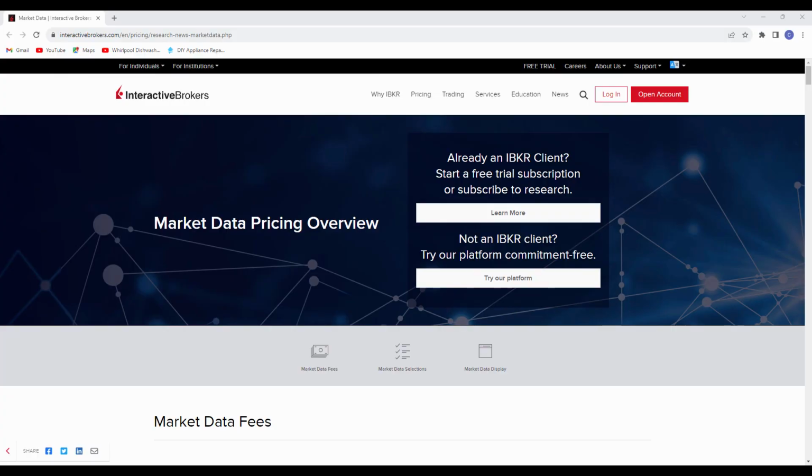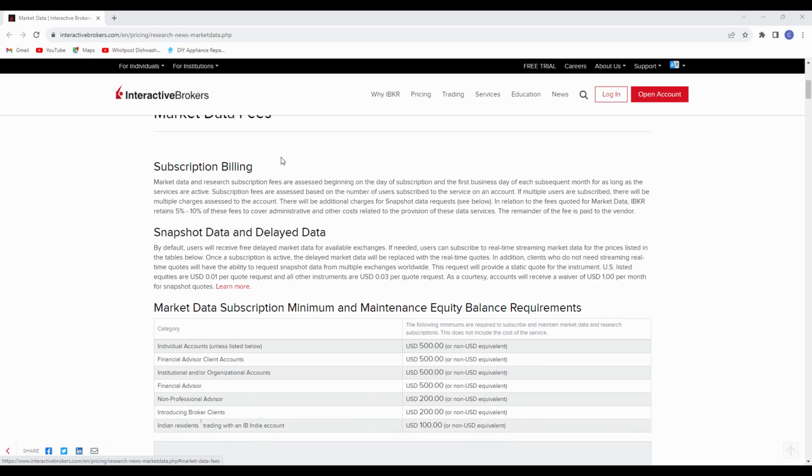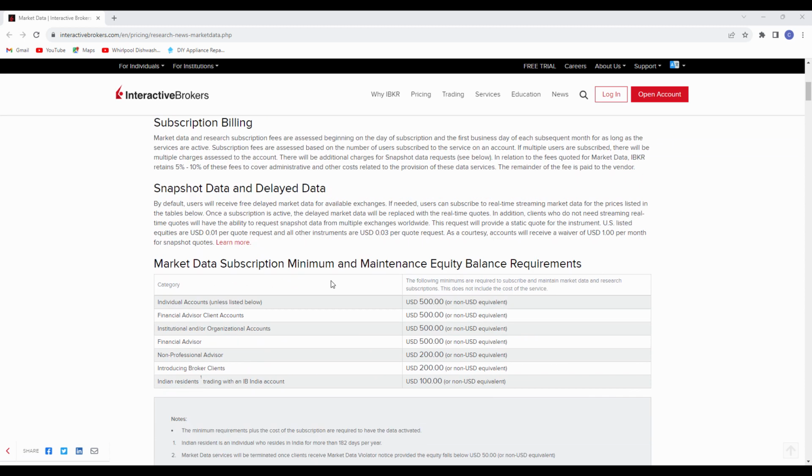All right, so to understand Interactive Brokers market data, you can come in and look at some of their data fees. Remember that when you're paying for data, you're paying for quotes. Now there are quotes for a variety of different products: stock quotes, option quotes, Forex quotes, and so forth. So there are subscriptions that you can sign up for. First, there's a minimum account balance in order to have market data. So for individual accounts, you'd have to have at least $500 in your account, and on down the line.